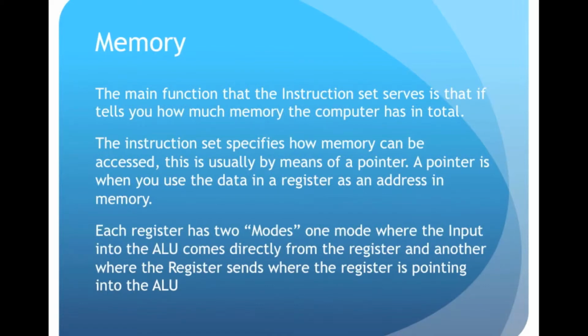When you define a register in the bit layout, which we're going to talk about a bit later, each register has two modes. One mode is where you just use the data that's in that register and send it straight into the ALU. Whereas you could also take that information and use it as a pointer into memory, and the information that you get back out of memory is the thing that goes into the ALU.